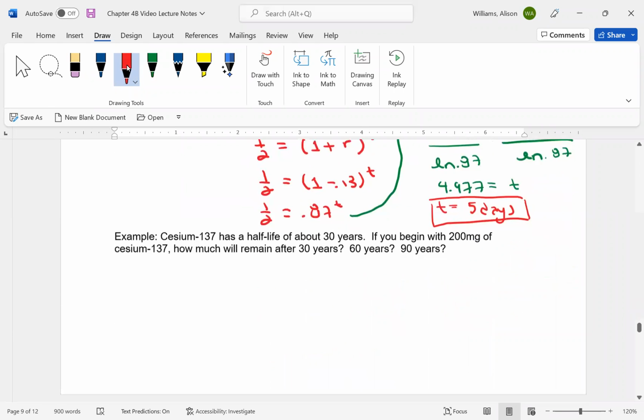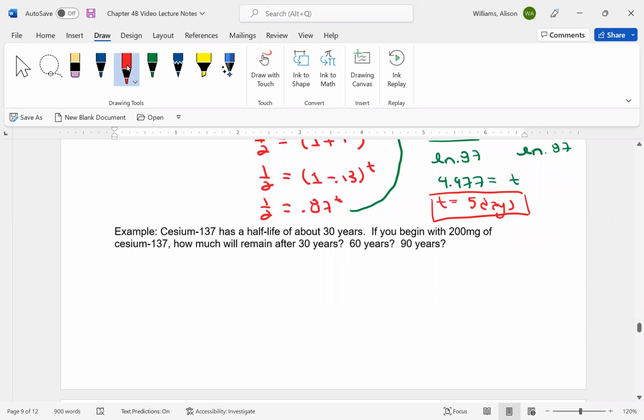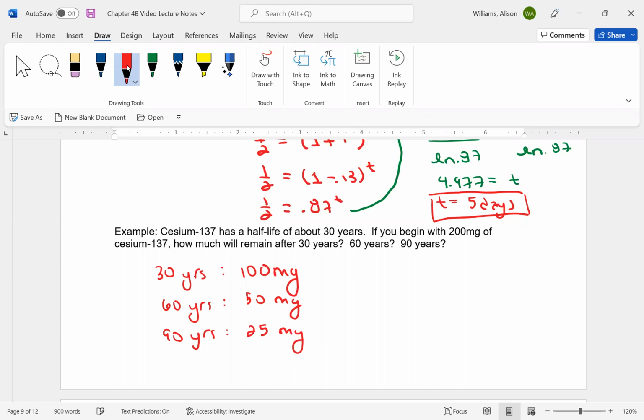Okay, let's look at another example. Cesium-137 has a half-life of about 30 years. So if you begin with 200 milligrams, in 30 years, you would be left with what? Well, this is just literally taking half of the 200 milligrams. So in 30 years, we'd be left with 100 milligrams. Another 30 years, we're going to be decreasing by half again, so 50 milligrams. And in 90 years, we'd be left with 25 milligrams. This example is just to demonstrate how the half-life is working. Every 30 years, we're literally taking half of what we were at that moment.